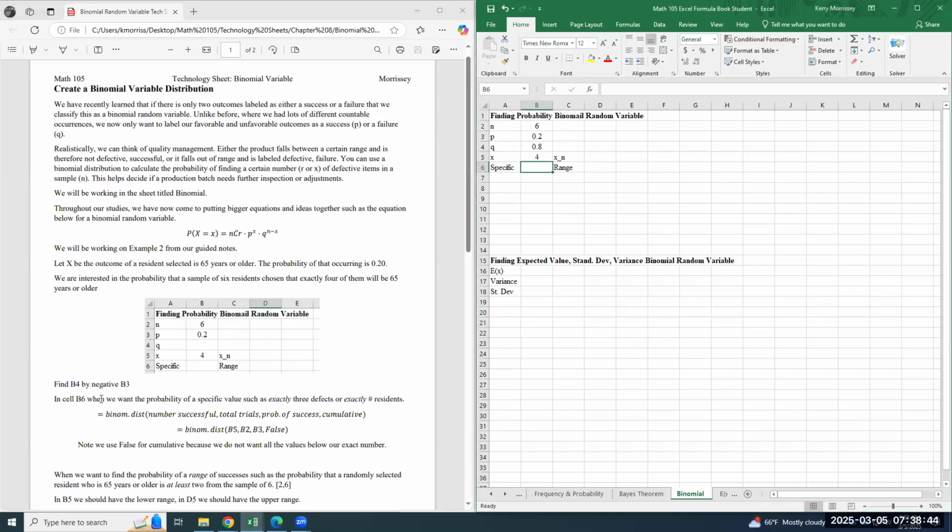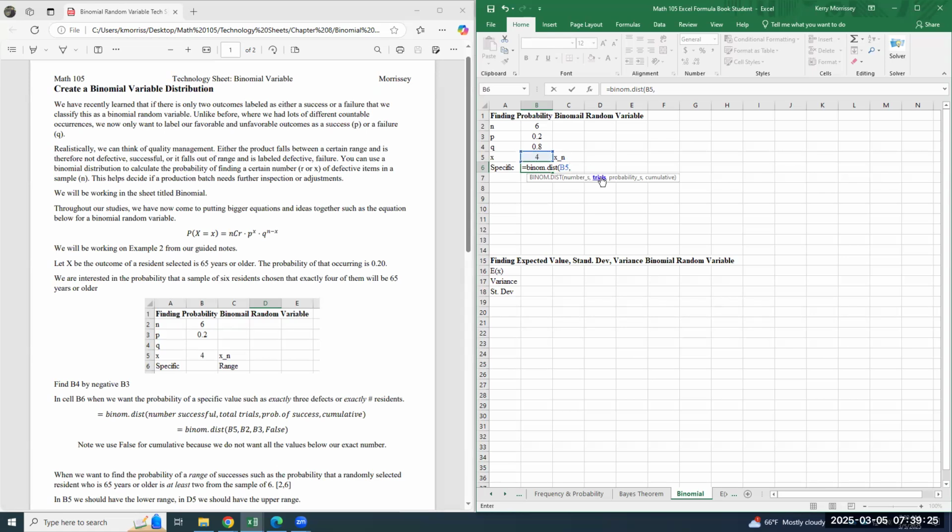In cell B6, we want the probability of specific values, such as exactly 3 defective or an exact number of residents. So it says equals BINOM.DIST, and you'll notice that there are a few of them. We're going to be working with binomial distribution. It tells you what you're trying to do. Number of S refers to the number of successes. For us, that would be in B5: I'm hoping that 4 residents selected are successful in being 65 or older.